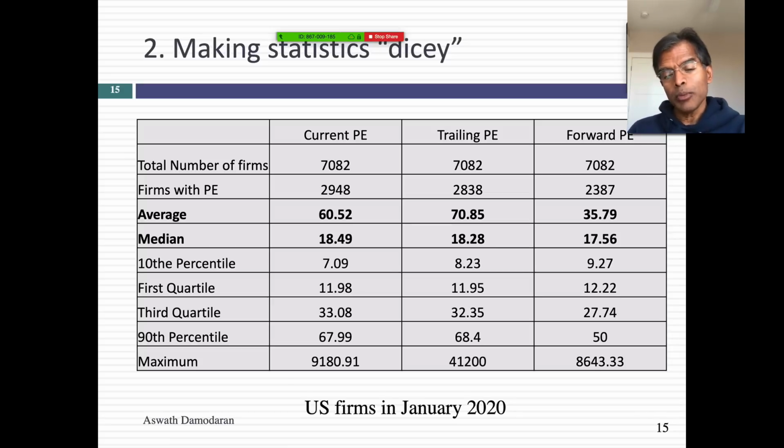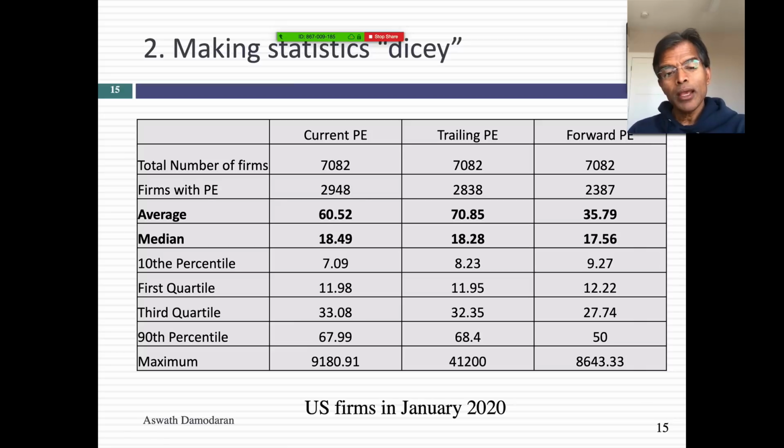So here's what I did. I computed all of the descriptive statistics. I started with the simple average. I just added up the numbers, divided by 2,948: 60.52. Think about it. The average PE for US stocks at the start of 2020 was 60.52.